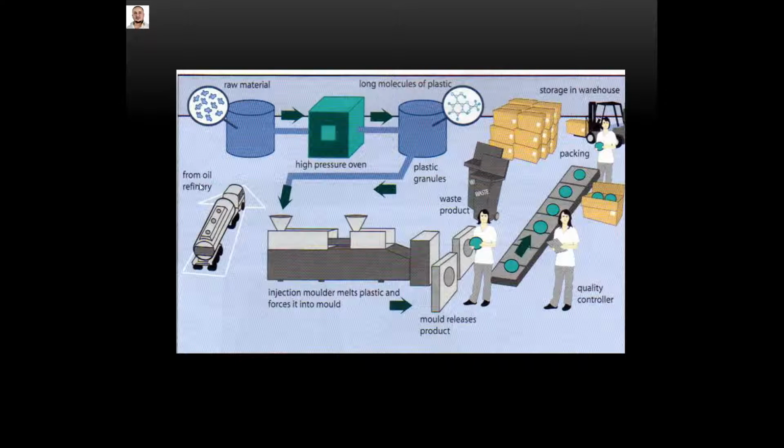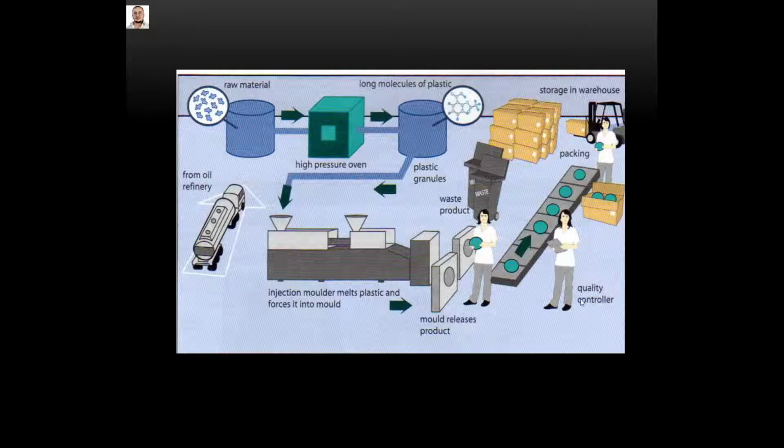First we have our refinery, and you have a lorry, which in American English we also call a truck. Then you have the raw materials. There is an arrow that leads to the high pressure oven. Then another arrow leads to long molecules of plastic. Then you have the plastic granules. Then the arrow leads to the injection molder, which melts plastic and forces it into a mold. After that the mold releases a product.